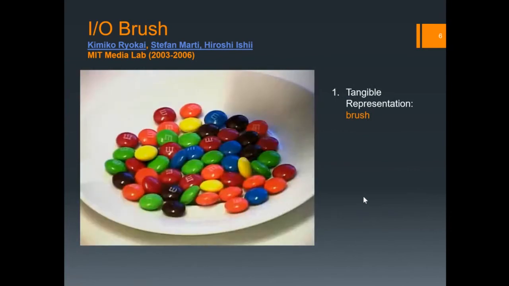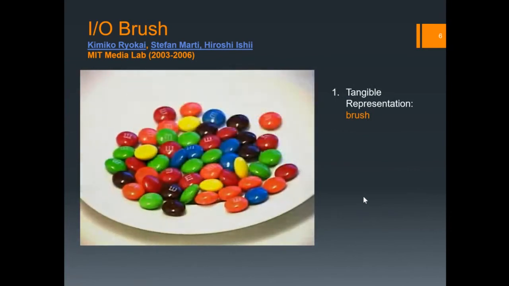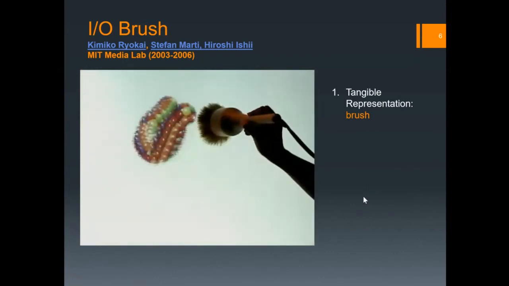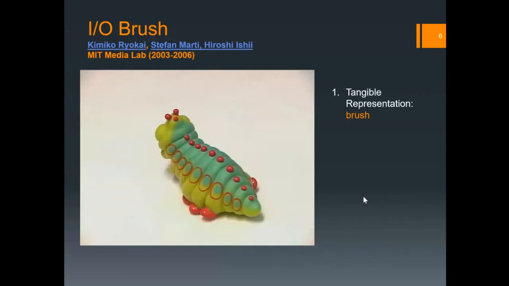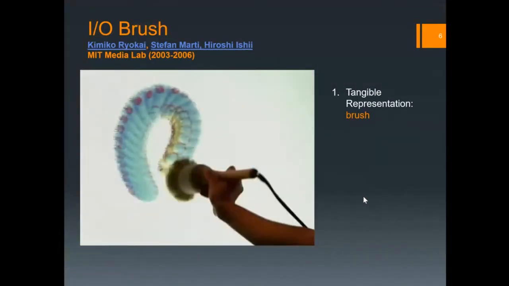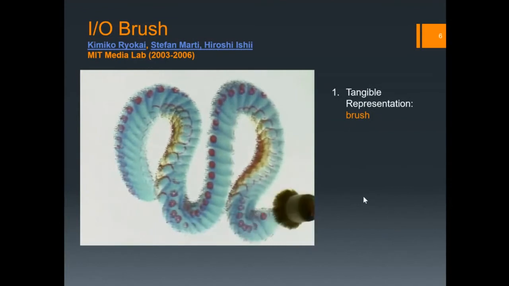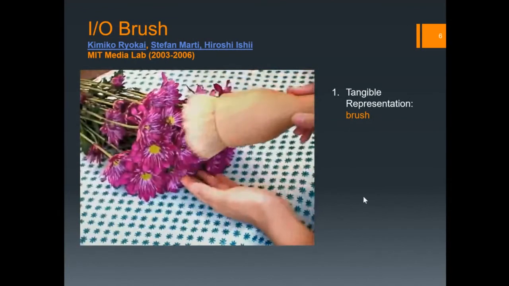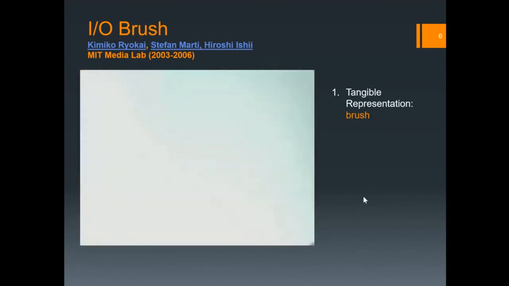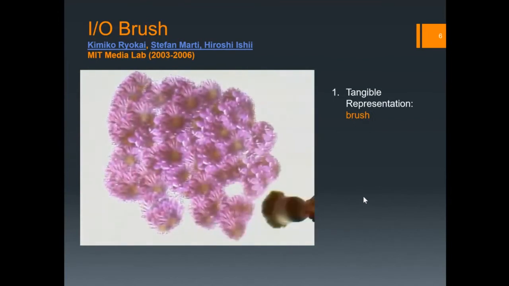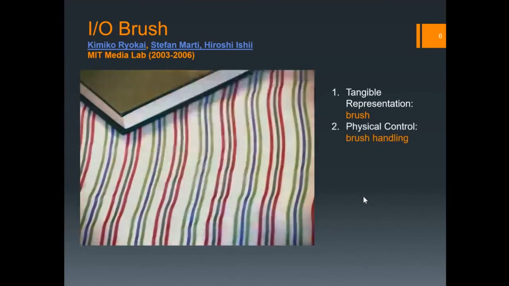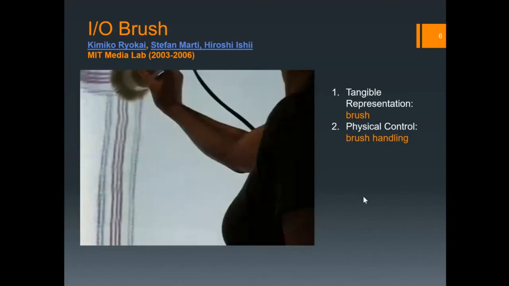So in this case here, the tangible representation is really the brush itself. You can see here, the concept of affordance allows people to see what it's supposed to do with it, rather than try to click a button and see what it's supposed to do. In this case, we build based on the mental models that most people would have. That's how you design for the target audience. And then the physical control, in this case, is a natural handle.